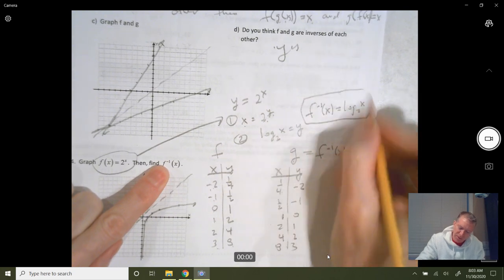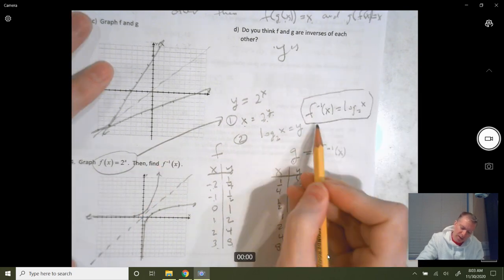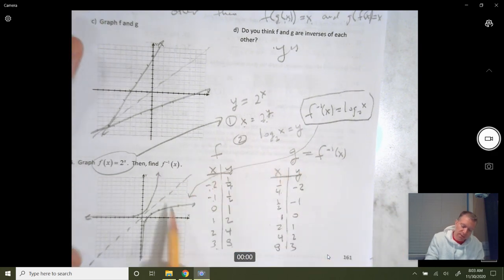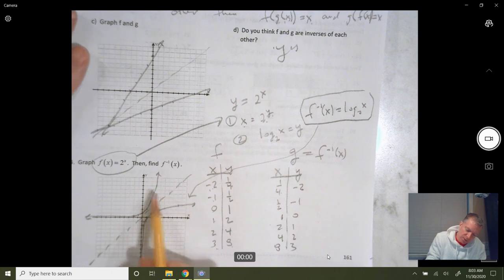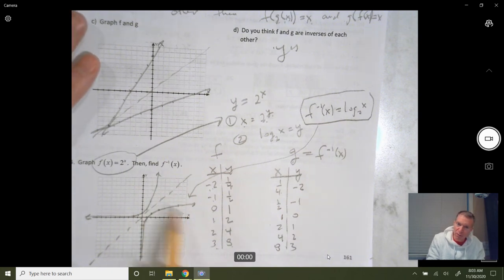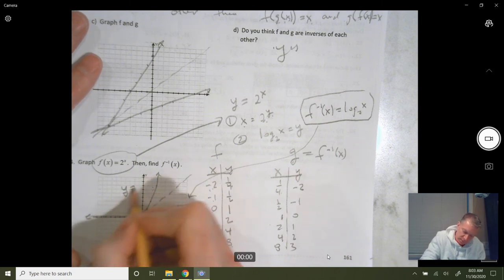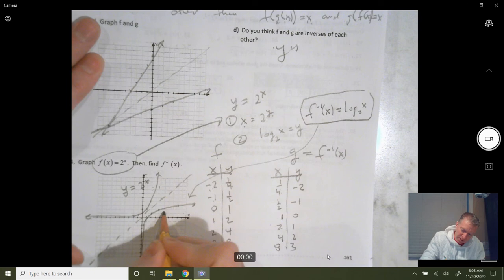There's our inverse function. Guess what we just graphed? We just graphed a log function. This is an exponential function. Exponential and logarithmic functions are inverses of each other. Here's f, y equals 2 to the x. That's this one. This one right here is y equals log base 2 of x.